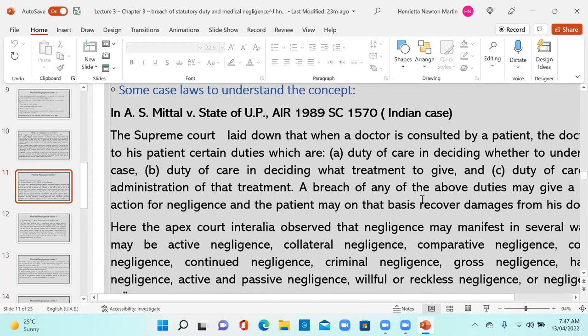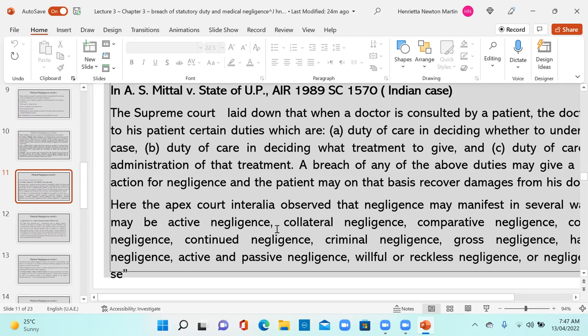the case, whether the patient has to go through a particular treatment. Second is duty of care in deciding what treatment is to be given, and third, duty of care while administering the treatment. So the duty of the doctor is to decide what kind of treatment, whether the treatment is required, and while administering the treatment, duty of care. A breach of any of the above duties may give rise to an action for negligence, and the patient may on that basis recover damages from his doctor.